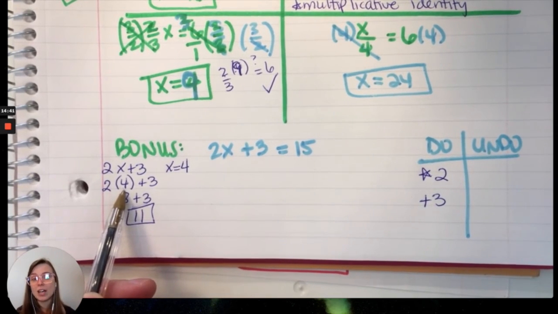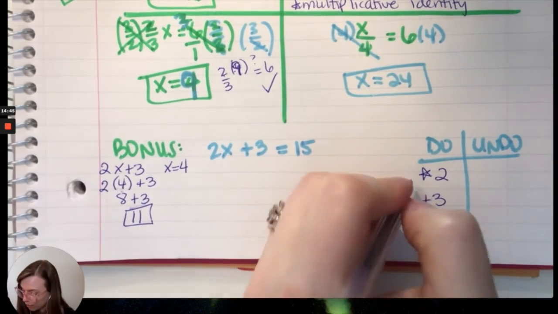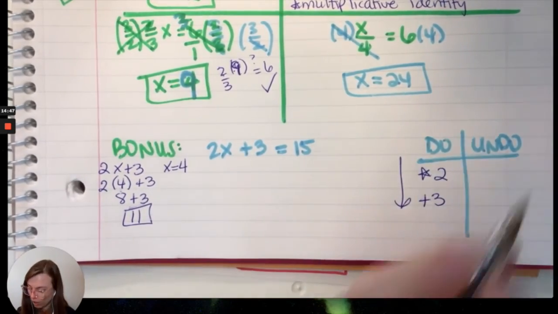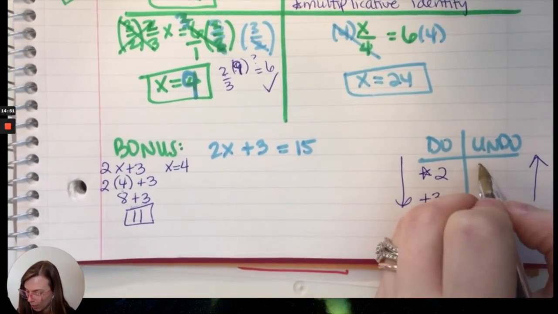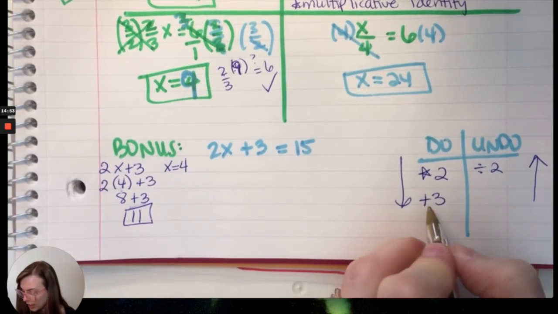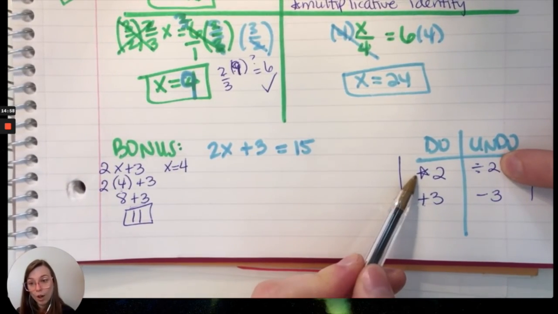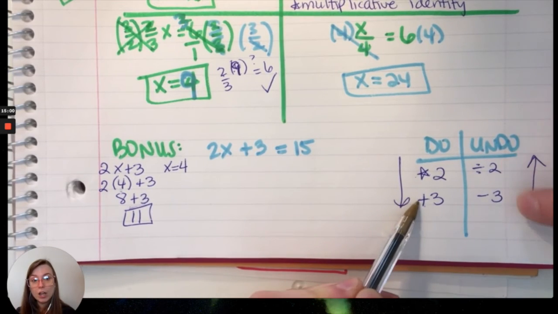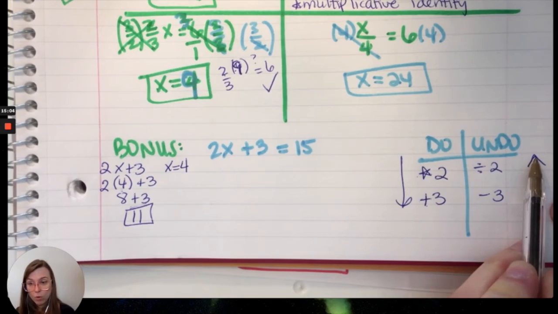Now to solve it, I need to undo all of that, but in a specific order. So instead of doing it in this order, I'm going to undo it backwards. So instead of multiplying by 2, I'm going to divide by 2. Instead of adding 3, I'm going to subtract 3 because this will make 1. 2 divided by 2 is 1. 3 minus 3 is 0. Okay? But I'm going to undo it in backwards order.